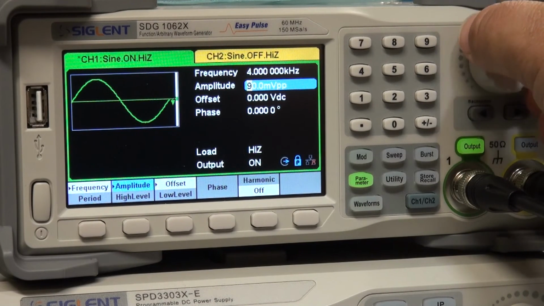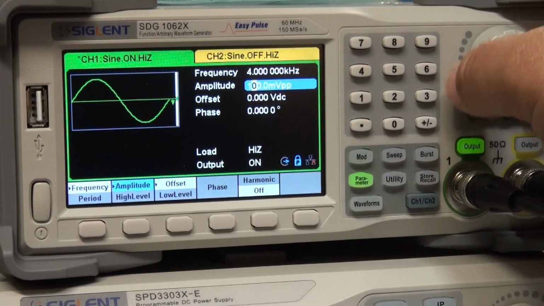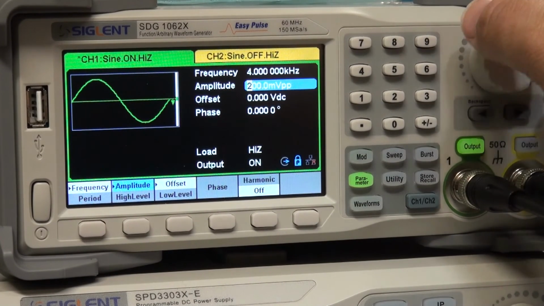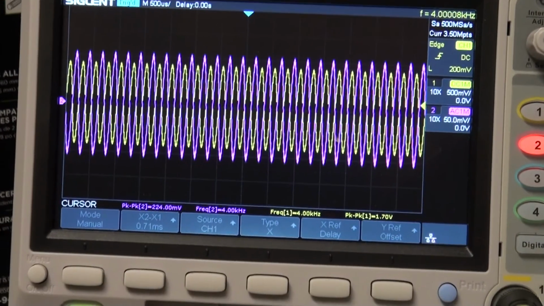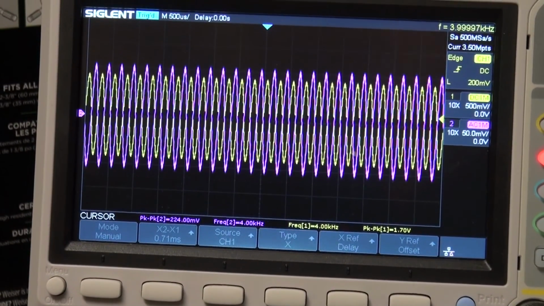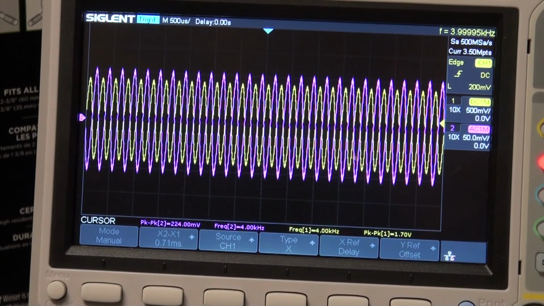So keep in mind that the gain was 30. Okay, 200 millivolts for the oscilloscope. So now we have an output of 1.7 volts peak to peak.